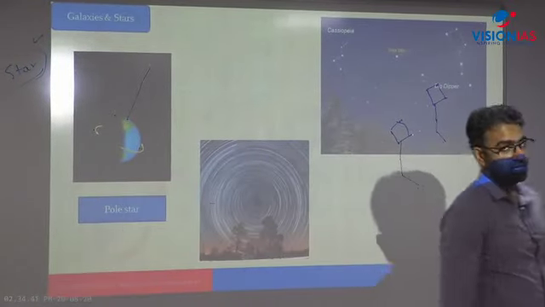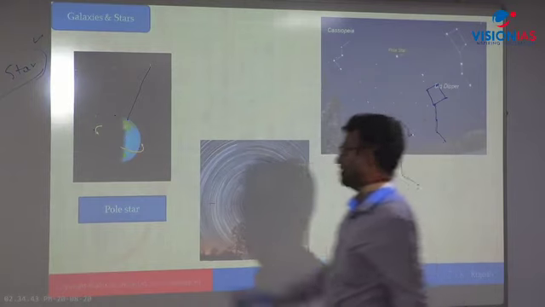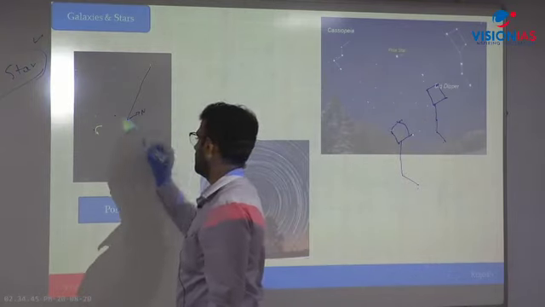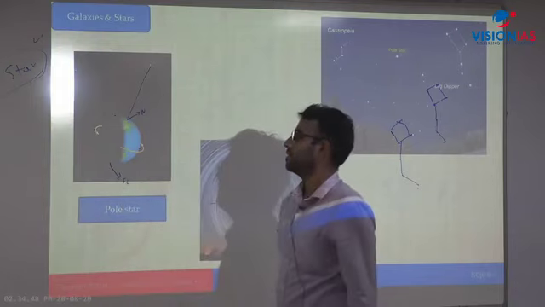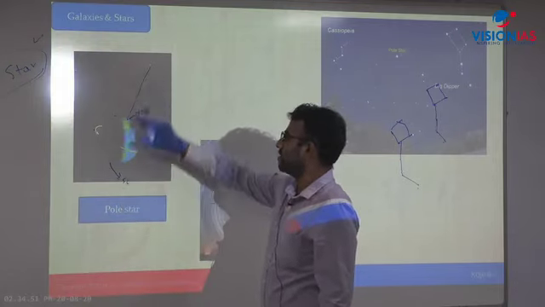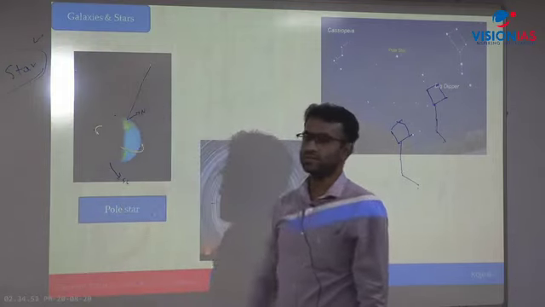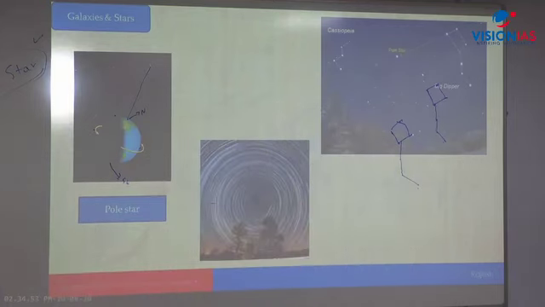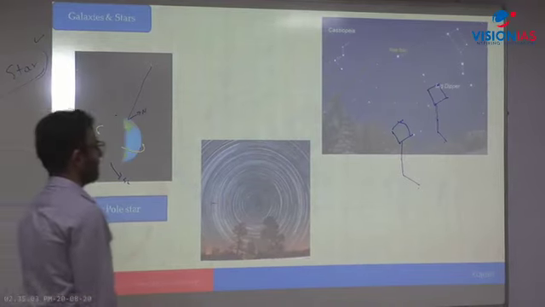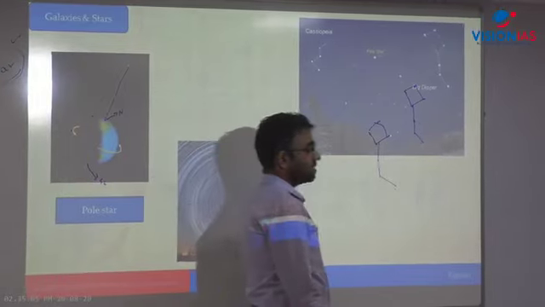So basically we have two stationary points. One is North Pole, another one is South Pole. So whatever the stars which are located above these poles do not move all through the night. They always appear to be stationary. That is what we call it as pole star.